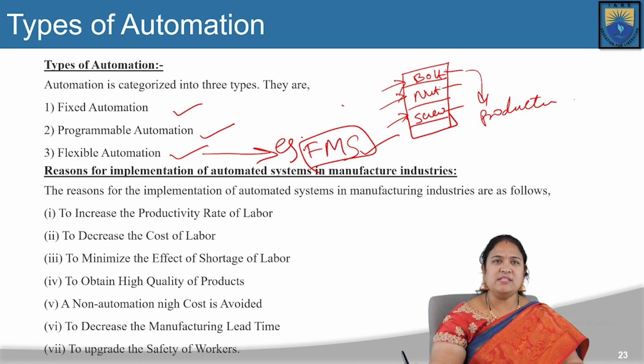Yeah. So these are the three different types of automations which we are using in industries. One is the fixed automation, programmable automation, and the flexible automation. In fixed automation, what is happening?